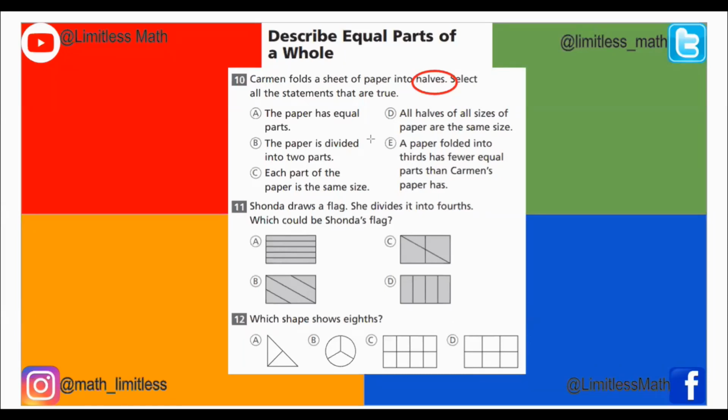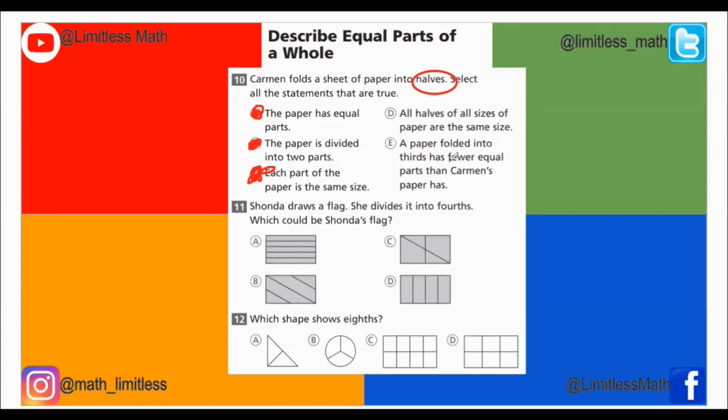A, the paper has equal parts. Well, we know if it's split into halves, then that's 2 equal parts. And so A is definitely correct. B, the paper is divided into 2 parts. Yes, that's true because there are 2 equal parts. That would be 2 parts. C, each part of the paper is the same size. Well, that's similar to A. Same size means equal. So yes, the 2 parts are the same size.